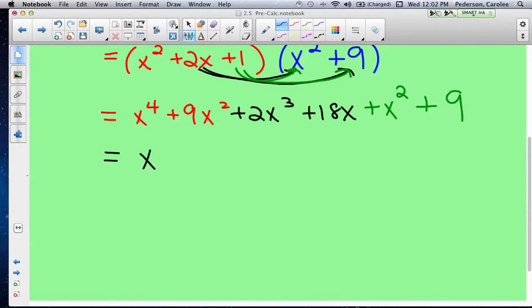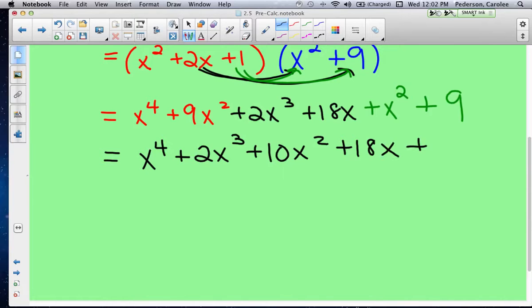So I have x to the 4th. The next highest term is 2x cubed. And then I have like terms with 9x squared and 1x squared to give us 10x squared. And then 18x, and then plus 9. There is my function in standard form.